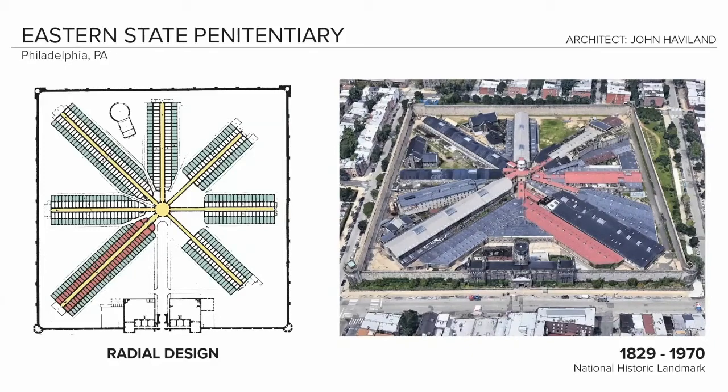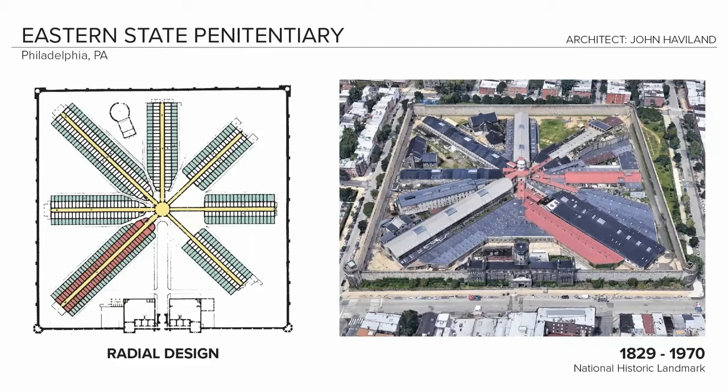As you can see in the floor plan to the left, architect John Haviland arranged the solitary cells and outdoor spaces in a radial pattern. The pink wing notes where now female offenders are being separated from the males. To the right, we see what the Eastern State Penitentiary looks like today, as it is now a National Historic Landmark.